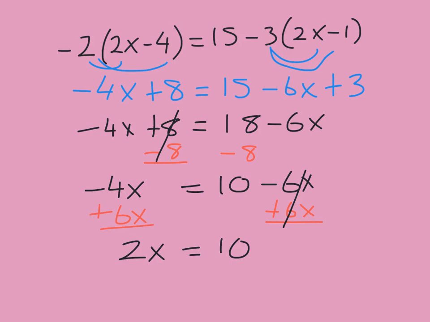And the very last part, I'm going to divide both sides by 2. And when I do that, I get x is equal to 10 over 2, which is 5.